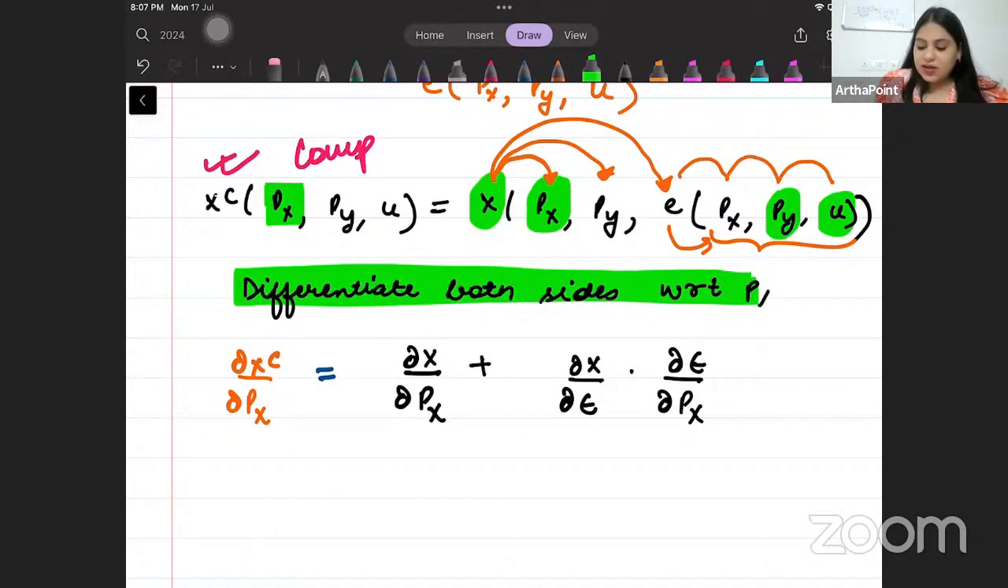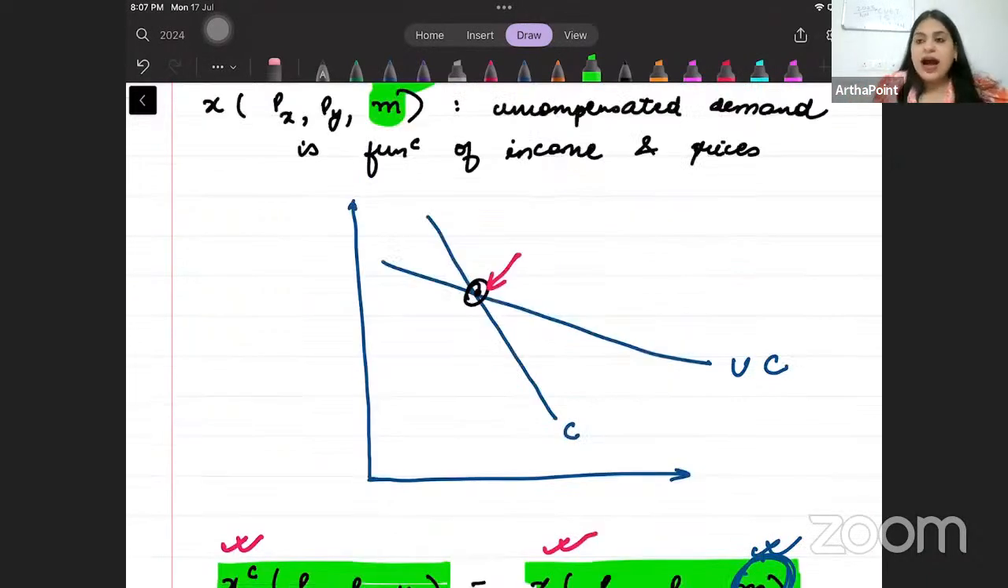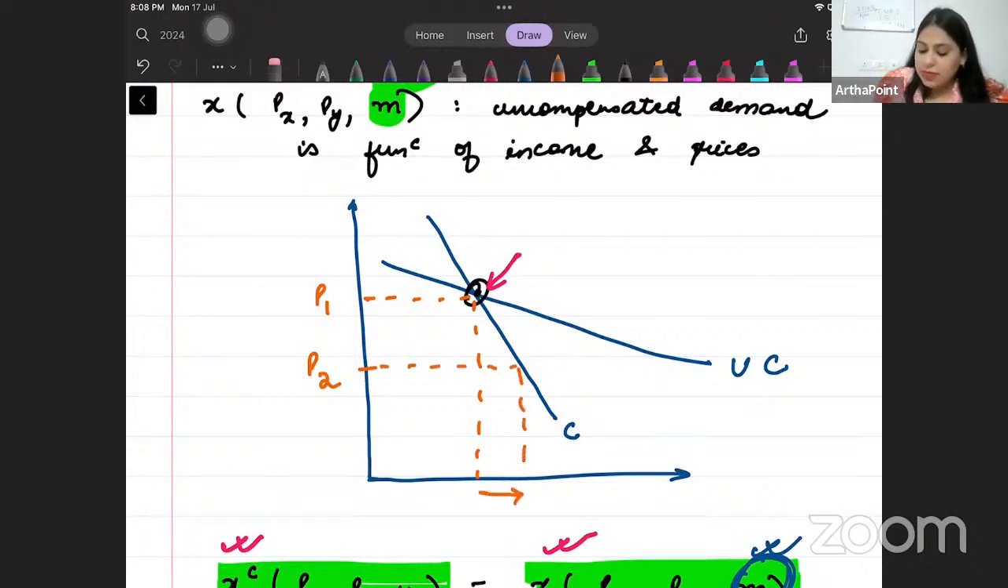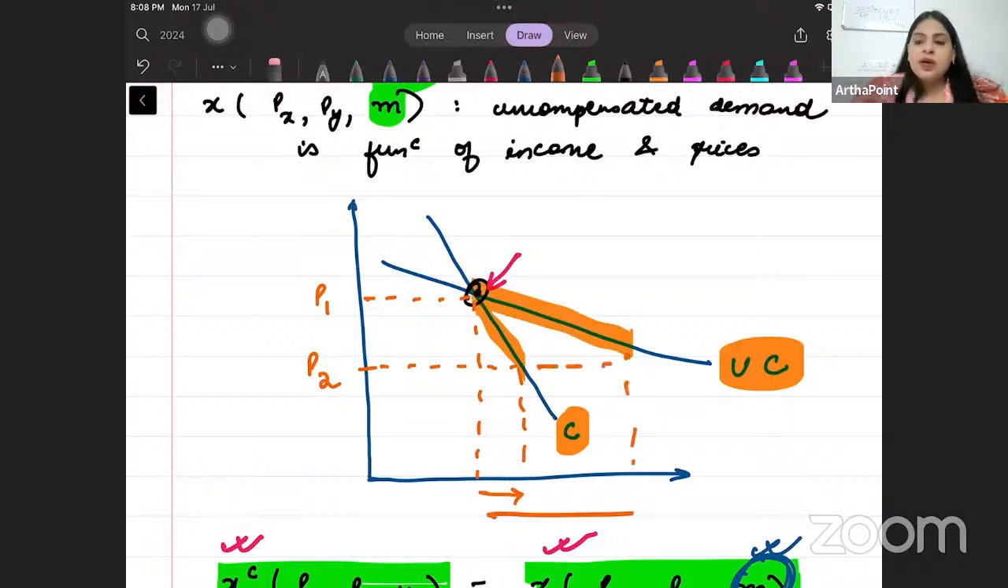So if you just go back here, I want to understand that supposedly the price is P1. Price falls to P2. When price decreases, I know that the demand is increasing. The compensated demand is saying that demand will increase. The uncompensated is also saying demand will increase. So both compensated and uncompensated are telling me that when you decrease the price, the demand will increase.